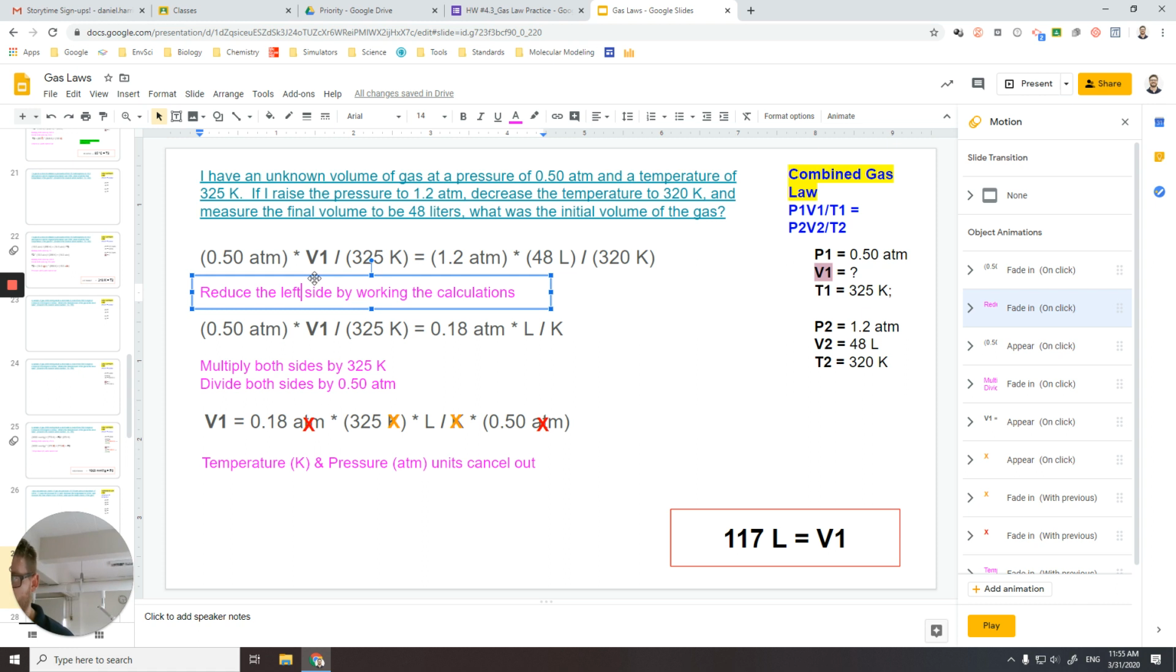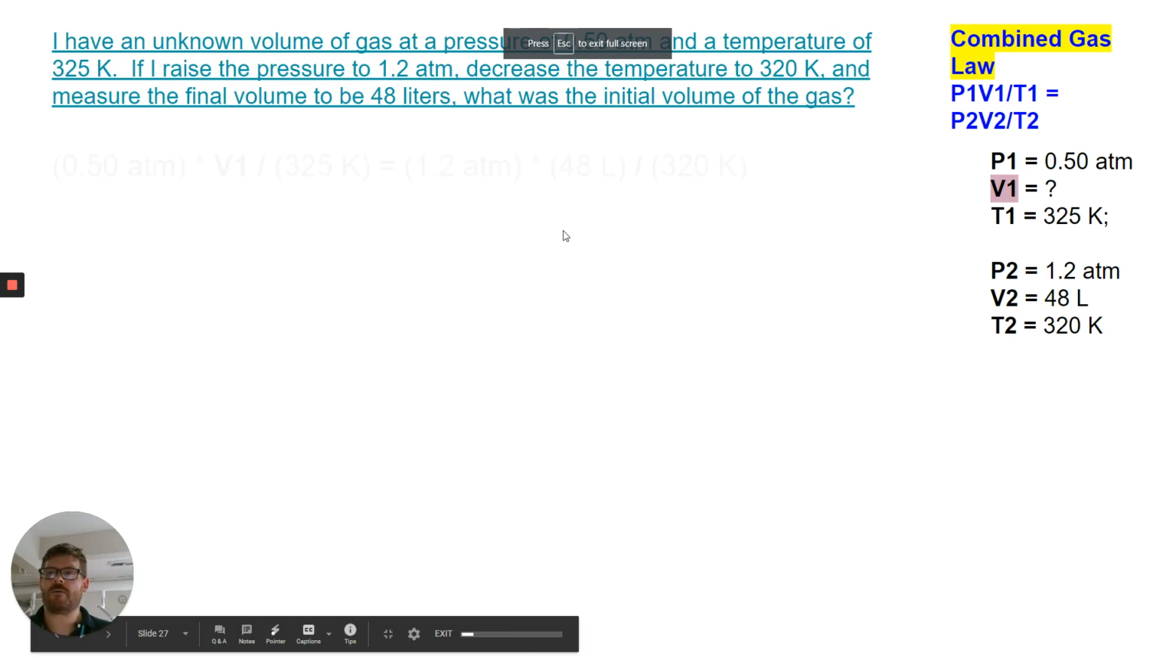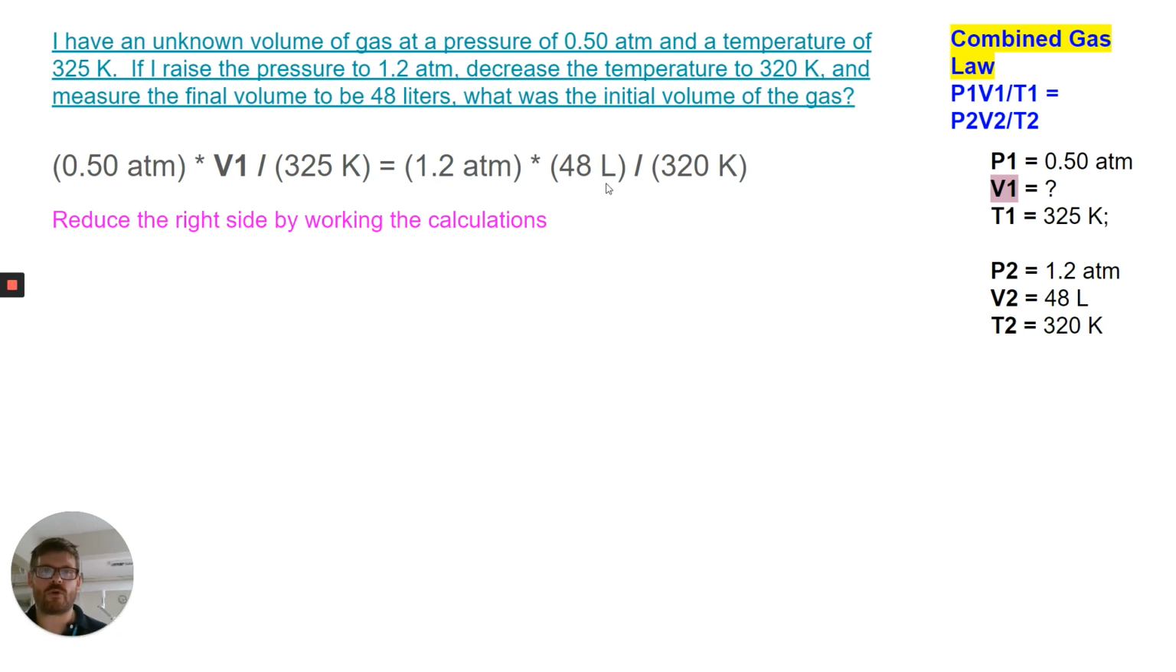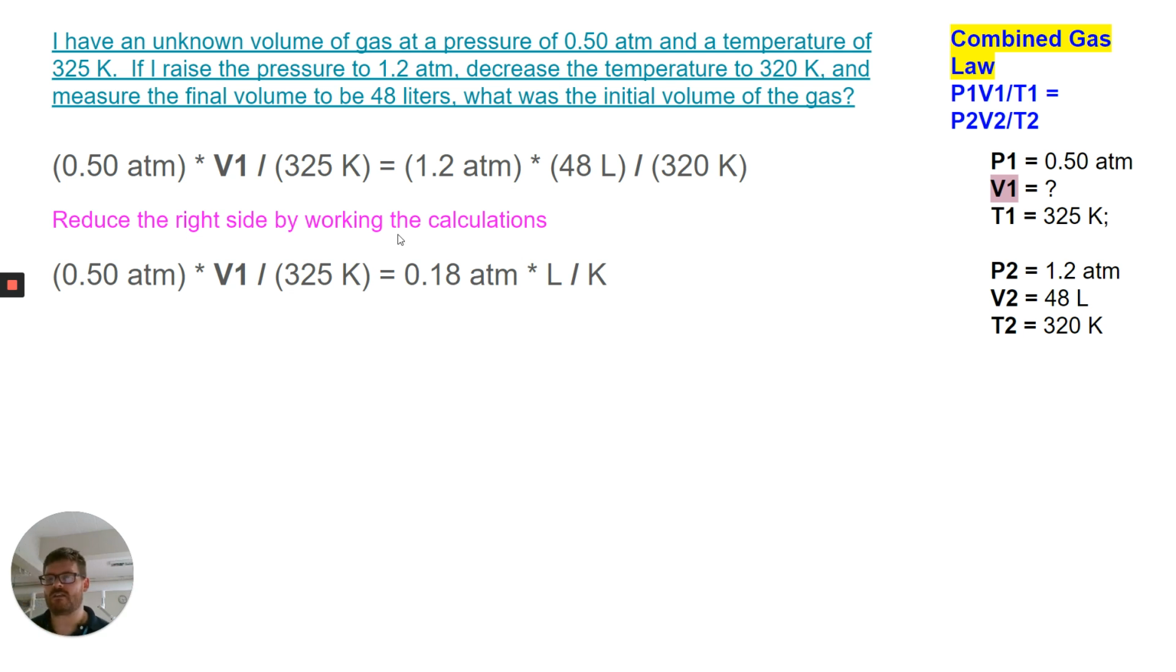That should be the right-hand side. Let's fix it there, okay. So, back at it. Reduce the right side by just working the calculations. 1.2 times 48 divided by 320. And so that's going to look like this. It's going to equal 0.18. And then I left the units on here to help us track those.